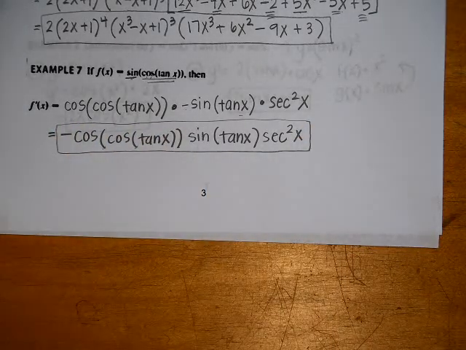So although it looks gross, it really wasn't as long and as bad as some of the other ones in this section. So that is all of section 2.5 on the chain rule.